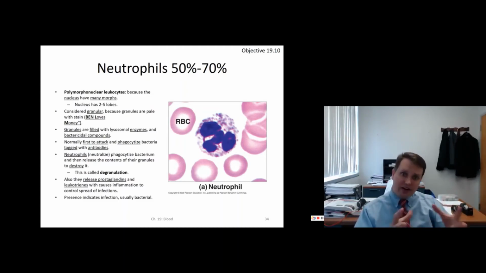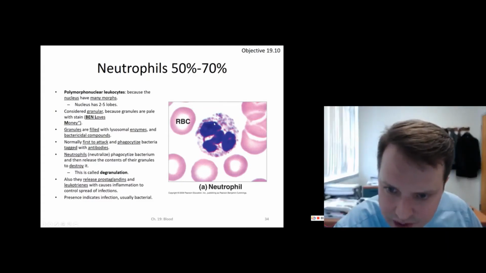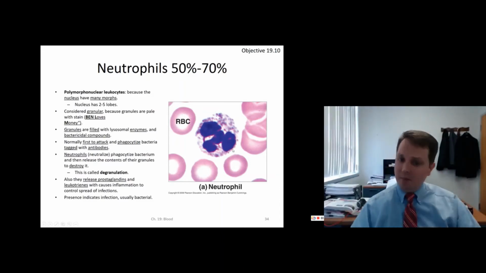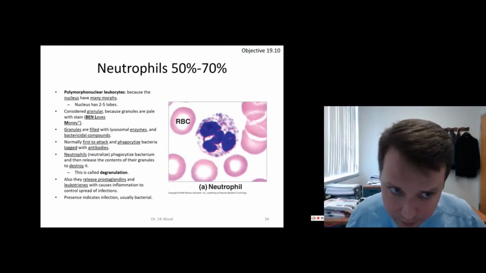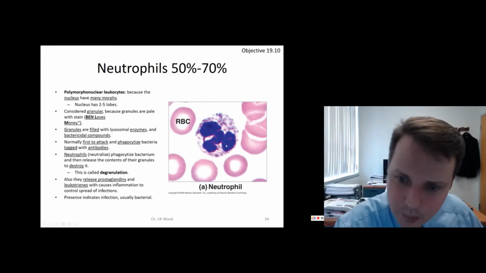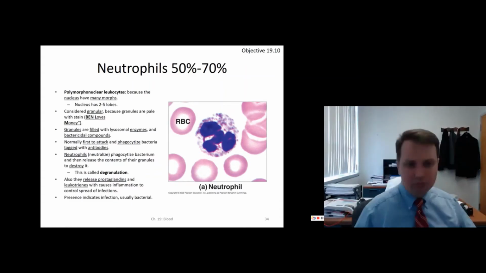50 to 70, are called polymorphonuclear leukocytes. Now what does that mean? Here is its nucleus, and notice it's got all these weird shapes. It's got a nucleus with many morphs, polymorphonuclear. It has somewhere between 2 to 5 lobes. This one has 3 lobes. They could have 2 lobes, 5 lobes, 4, 3, okay, anywhere in between.